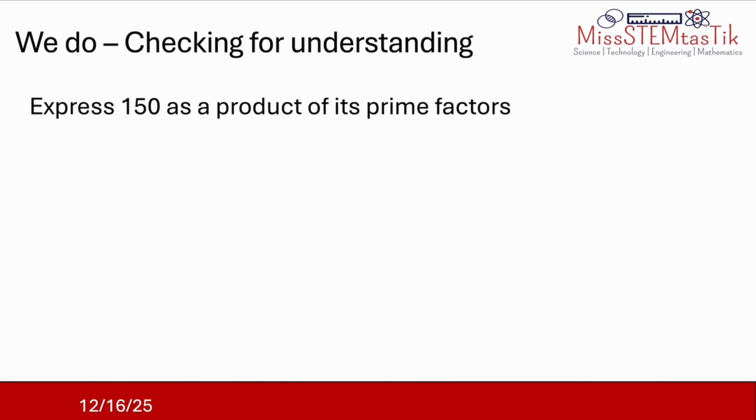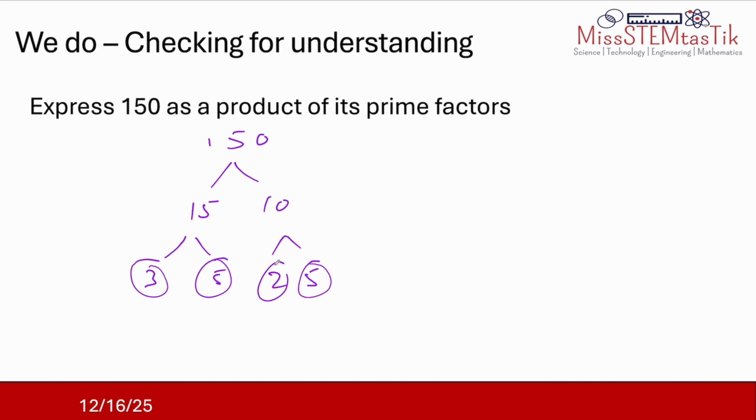Express 150 as a product of its prime factors. So 150, it can be broken down to 15 times 10. 15 can be broken down to 3 times 5, both of which are prime numbers. And 10 is broken down to 2 times 5, which are both prime numbers. So 2 times 3 times 5 times 5. It doesn't tell us to write this in index form. But if you do want to, it would be 2 times 3 times 5 to the power of 2.